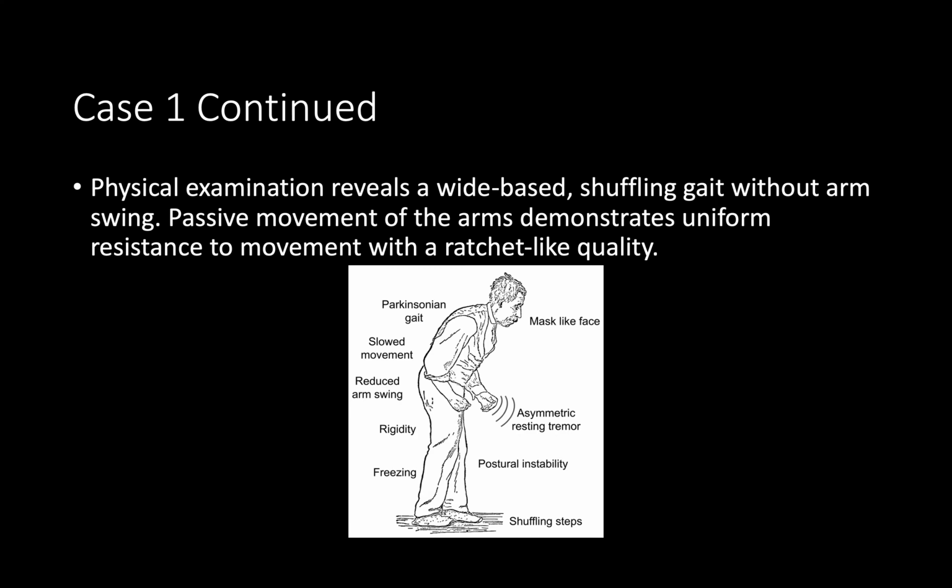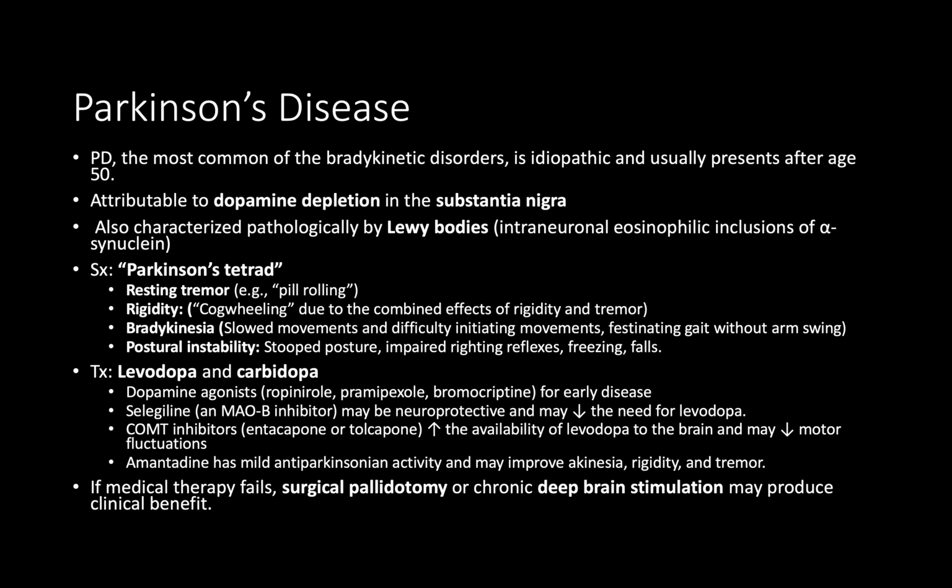Okay, and so while they're not intentionally resisting you while you're trying to move their arm, because of some of the issues that they're having in the substantia nigra, loss of those dopaminergic neurons is why we see these changes. So Parkinson's disease, this is the most common of our bradykinetic disorders. It is idiopathic. We're not too sure what the cause is. However, it is characterized by that depletion of dopamine in the substantia nigra.